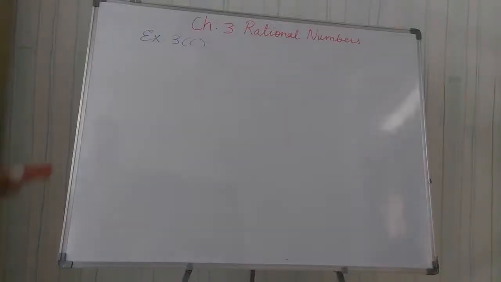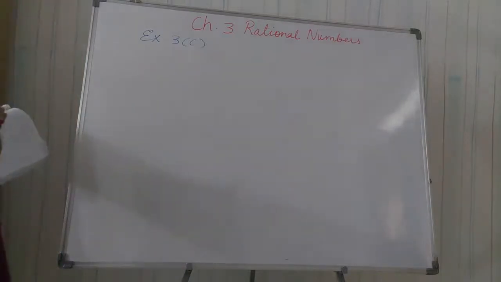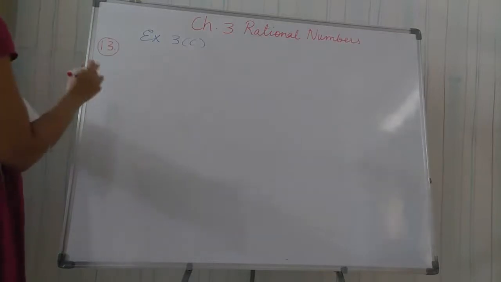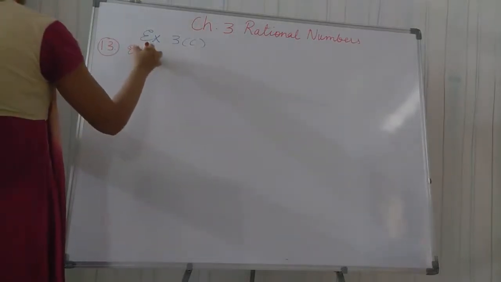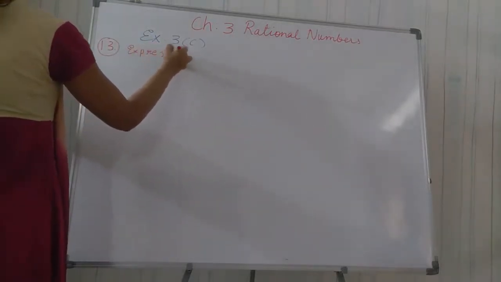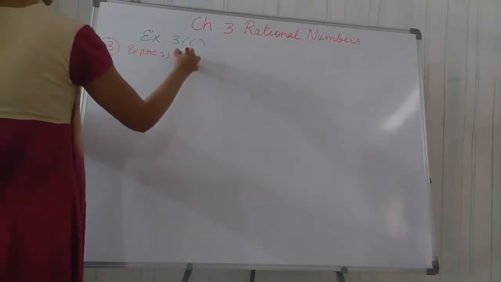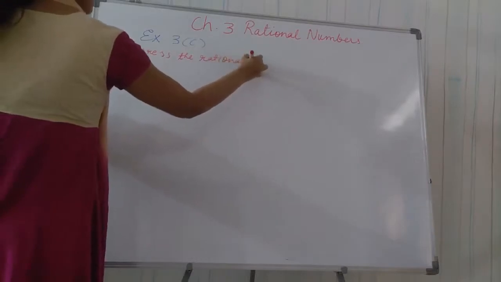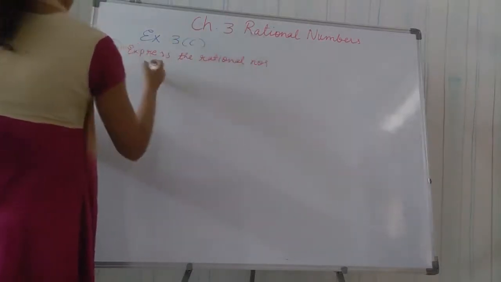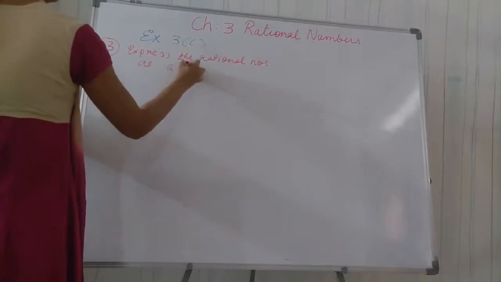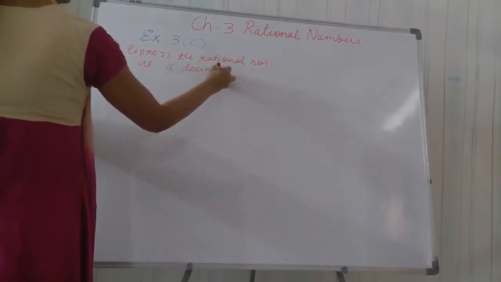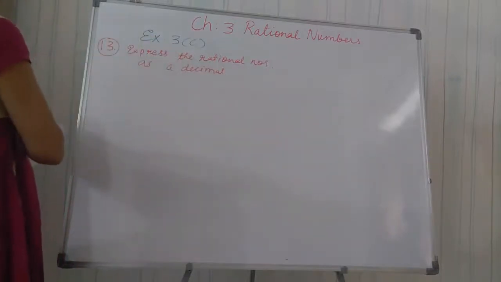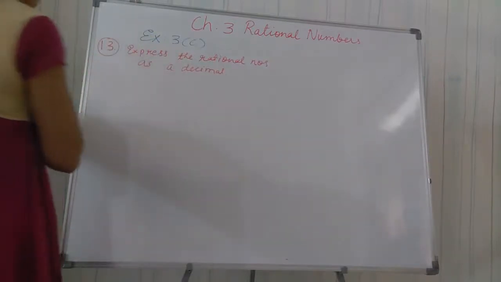Now let us continue with question number 13. Students, this is also very important to understand now. Here the question is: express the rational numbers as a decimal, which means you want to convert the rational numbers into decimal. So I will show you the method here. Here are 5 questions.